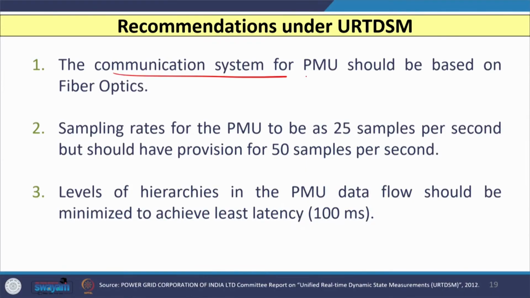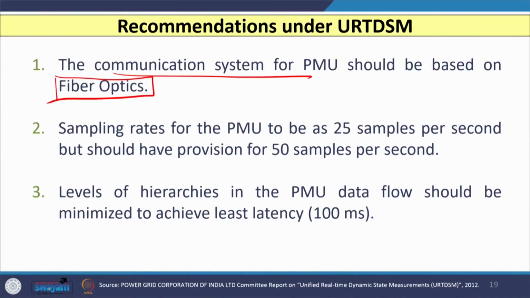Now, let us see what the recommendations are, because URTDSM has also given certain recommendations and suggestions. The first recommendation is that the communication system for PMU should be based on fiber optics. The second recommendation is regarding the sampling rate of PMU, and URTDSM has proposed that the sampling rate for the PMU should be 25 samples per second, but with a provision for a higher rate, that is 50 samples per second also.